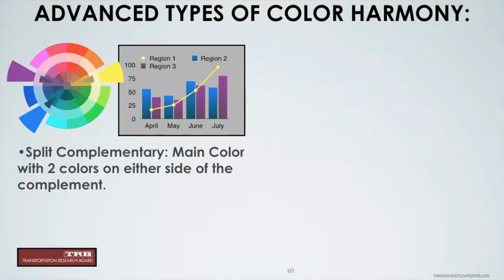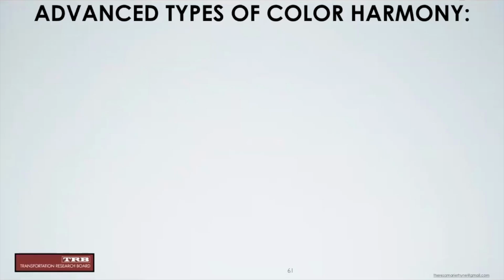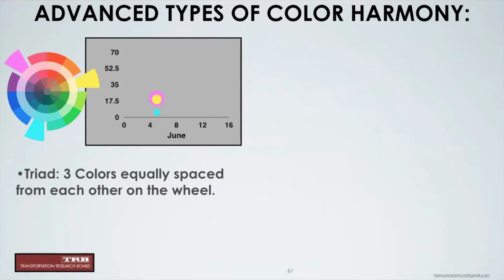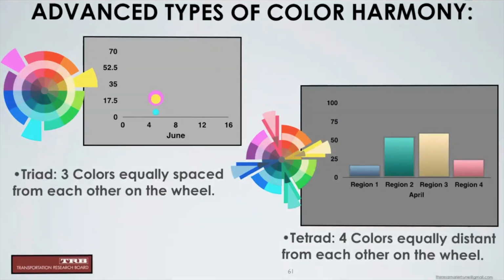Okay, so these are some advanced ones, split complementary. It takes two colors, one space from each other. This is an unusual color. It actually looks very Asian. You look at it on the color wheel. All right, so this is triad, and this is tetrad, four colors.